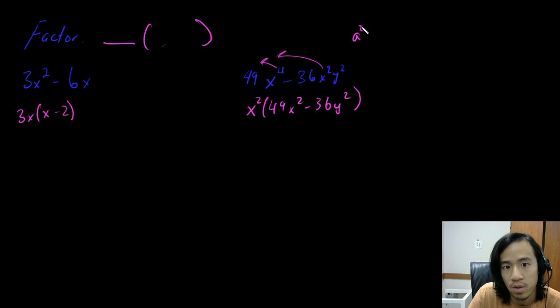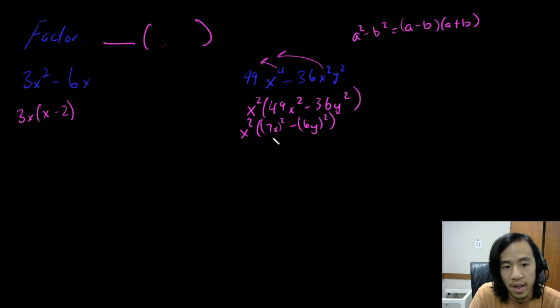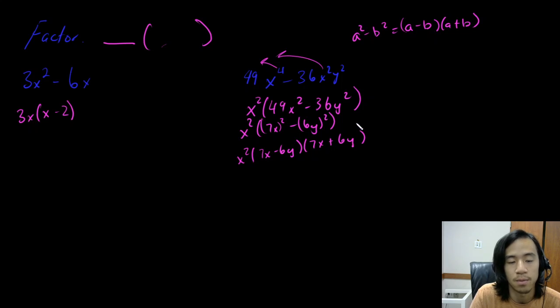So remember, if you have a squared minus b squared, this is equal to a minus b times a plus b. So in this case, we have 7x squared and 6y squared. So here's a and here is b. Now I can use that formula to rewrite what I'm doing. So this is going to be 7x minus 6y, and then times 7x plus 6y. All right, so that's factoring, special cases and greatest common factor.